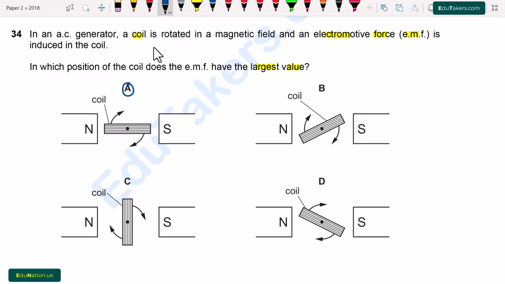In option B, the coil is at some angle. Similarly, in option D, the coil is also at some angle, but in option C, the coil is vertical. So all of these are incorrect. Only option A is correct from here.